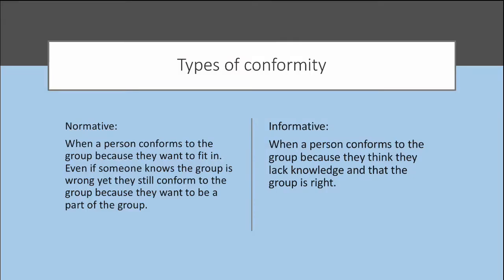There are 2 types of conformity. Normative conformity is when a person conforms to the group because they want to fit in. Even if somebody knows that the group is wrong, they still conform to the group because they want to be a part of it. Informative conformity is when a person conforms to the group because they think that they lack knowledge and that the group is right.